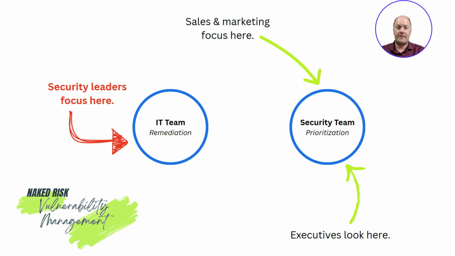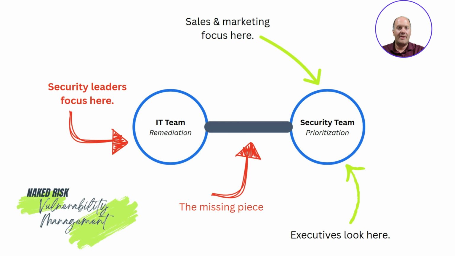Security teams are usually focused over here on the IT side, because at the end of the day, when you look at the resource constraints, it is much easier and faster to identify and prioritize vulnerabilities than it is to actually remediate them. That's just how it works. And there's this missing piece in the middle. And that really represents that cohesion between the IT and the security teams.